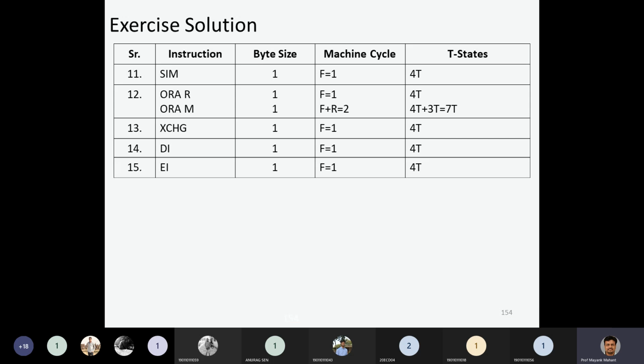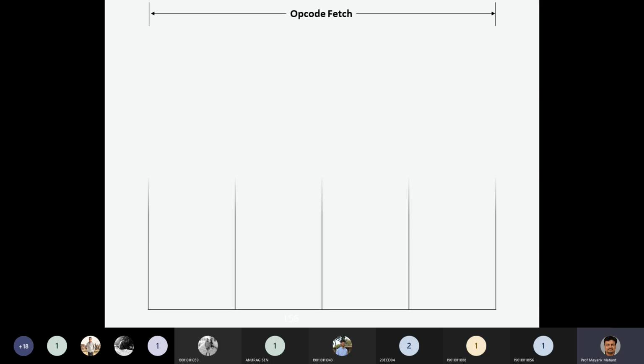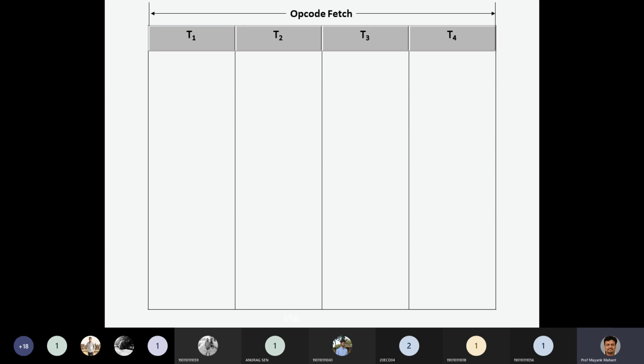Timing diagram. Okay, so we talked about all this. So now let us see the timing diagram, that at what particular time what is going to happen. So always you will find that the first machine cycle is for opcode fetch, and it has 4 T states. Let us see how the opcode is being fetched into your CPU. Each clock pulse we consider as 1 T state.